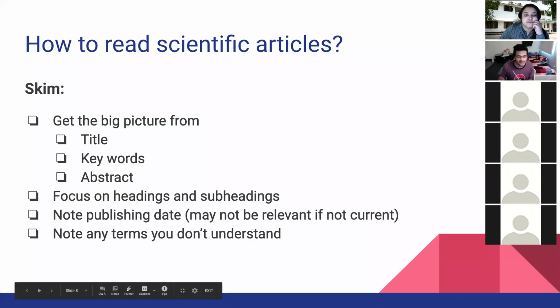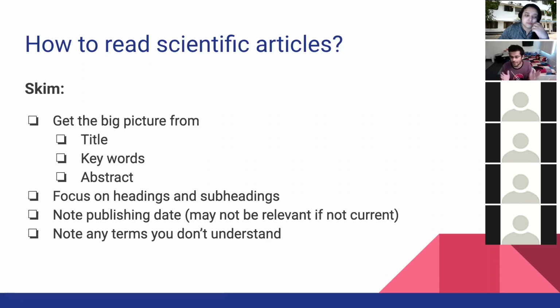So the first step is skimming. So skim মানে কি? Skim মানে হচ্ছে গিয়ে you want to get the big picture of that paper. So you don't read the whole paper, you don't read it word by word. So what you do is, let's say I'm given a paper, you look at the title থেকে কি বুঝতেছো ওইটা একটা দেখলা, তারপর you look at the keywords.